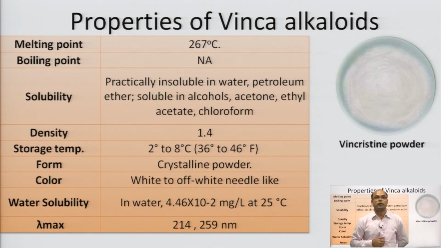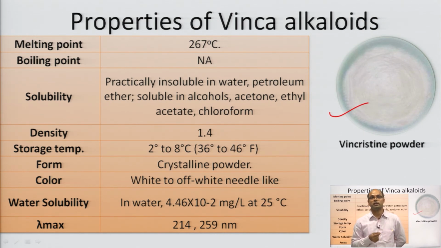If you look at the properties of Vinca alkaloids, they have a melting point of around 267 degrees Celsius, and this is the image, white hygroscopic powder. The boiling point is not available because there are various types or fractions of your Vinca alkaloids. So the boiling point is not fixed.